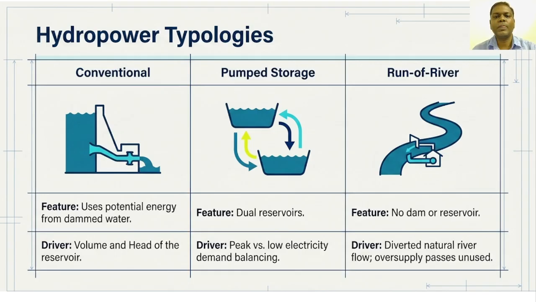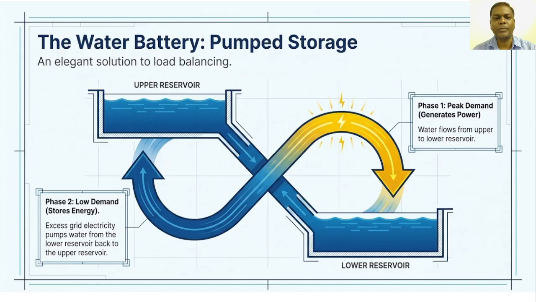Now we are going to discuss the pumped storage power plant. Here in the pumped storage power plant, we have an upper reservoir. From the upper reservoir, the water flows through the penstock to the lower reservoir. Then from the lower reservoir, the water is collected and pumped back to the upper reservoir. This is called the pumped storage power plant. It is normally used at peak demand, when water flows from the upper to the lower reservoir. The second phase is low demand, when excess grid electricity pumps water from the lower reservoir back to the upper reservoir. This is the process of the pumped storage power plant.